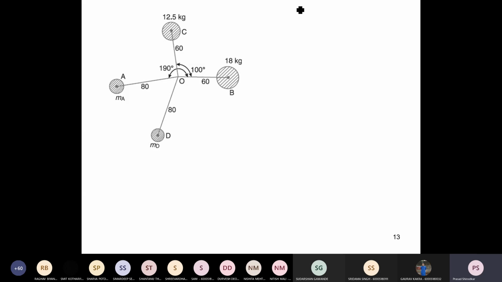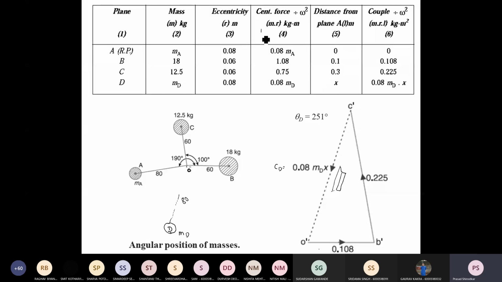So now we are going to do the last step, that is plotting the force polygon. From this angular position of the masses, we are going to plot the force polygon. Again, we use the same method, and the values of these forces are from this centrifugal force column. This is FA, this is FB, this is FC, and this is FD. That is the scaled value of centrifugal forces. The actual value will be multiplied by omega square R. But for constructing the polygon, these values are sufficient.